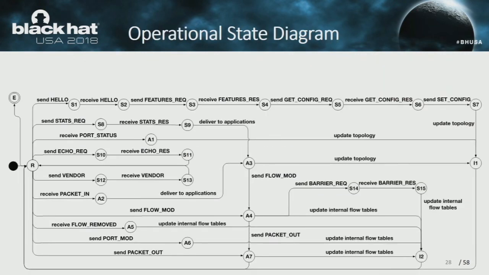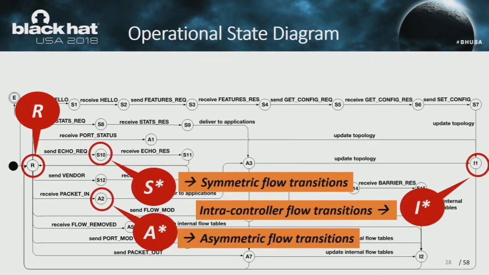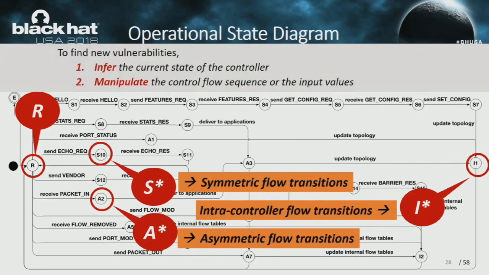So leveraging those three types of SDN control flows, we derived an operational state diagram of a typical SDN controller, as shown in this picture. In this diagram, the state labeled R stands for the ready state to receive or send the SDN control messages. And the other states are labeled in accordance with each control message type. Based on this state diagram, the fuzzing modules in each agent take two steps to find new vulnerabilities. First, each agent identifies the current state of the target controller, and then manipulates the flow sequences or the input values of the SDN control flows.